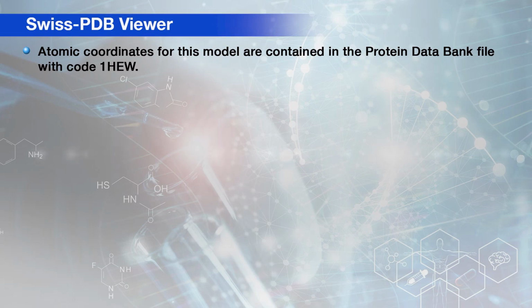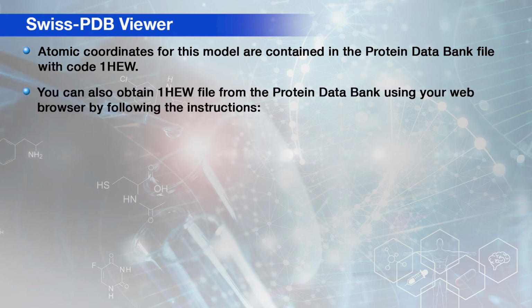We will start learning about Deep View by looking at the enzyme lysozyme in complex with the trisaccharide inhibitor tri-N-acetylglucosamine, or TriNAG. See a biochemistry text if you want to know more about lysozyme. Atomic coordinates for this model are contained in the protein data bank file with code 1HEW. You can also obtain the 1HEW file from the protein data bank using your web browser by following the instructions.